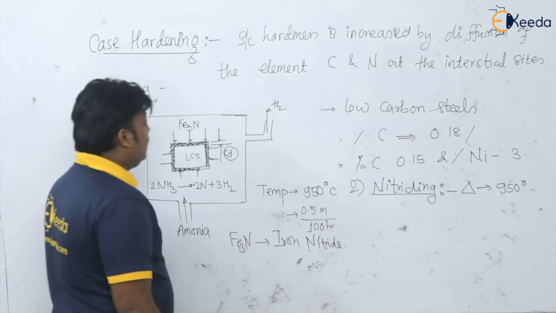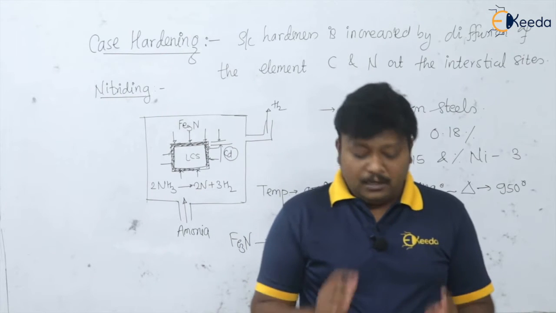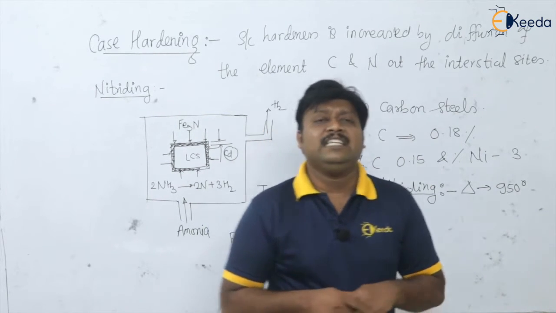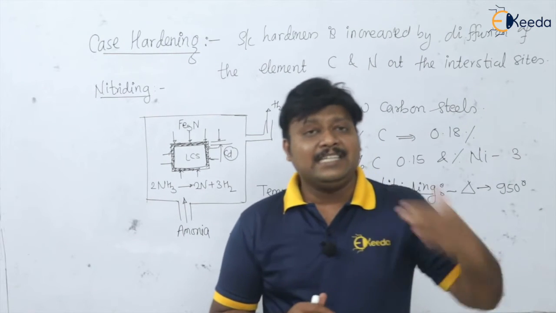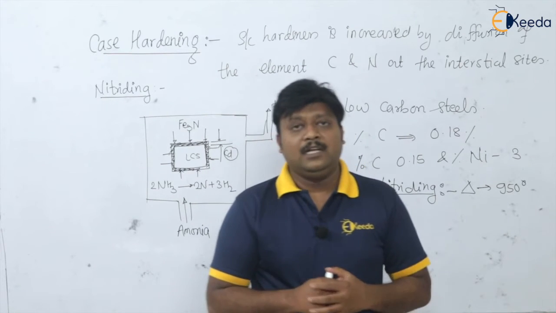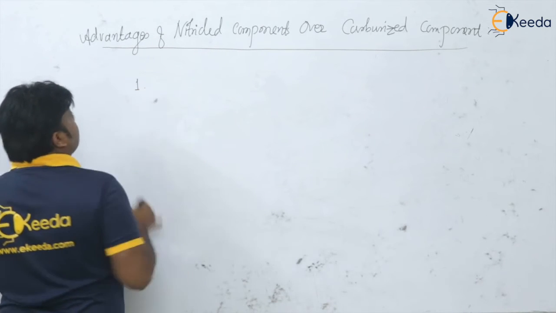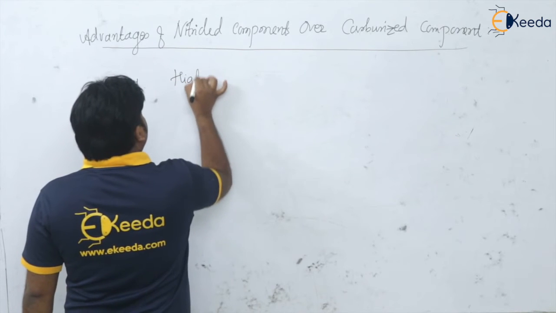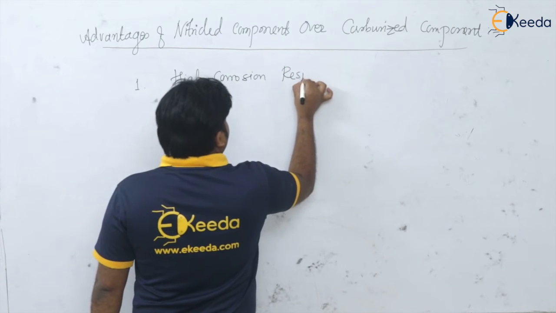So dear student, this is how this nitriding is basically done. Now dear students, if you want to see what are the advantages actually we are going to get in the nitrided component compared to the carburized component, let us see that. So the first advantage that we are having, that is these nitrided components are having the high corrosion resistance.